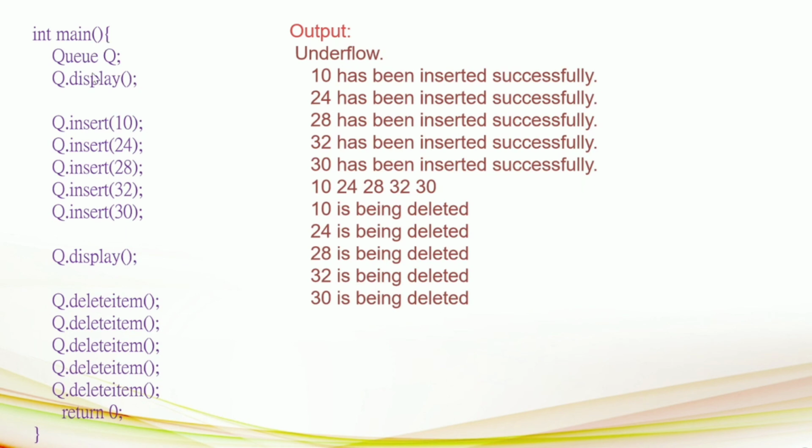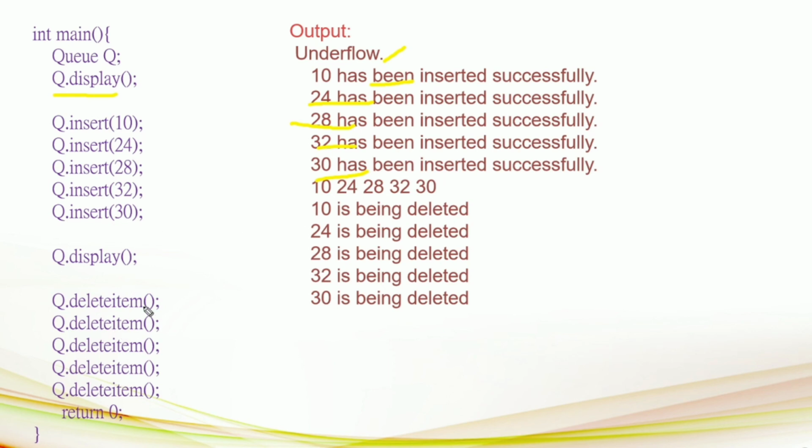In the main function we create the object for the queue. Q dot display: at first it displays underflow, meaning no elements in the queue. Q dot insert 10, 10 has been inserted. Q dot insert 24, 24 is inserted. Then 28, 32 and 30, and display. The elements are 10, 24, 28, 32, 30. 10 is inserted first and 30 is the last element.